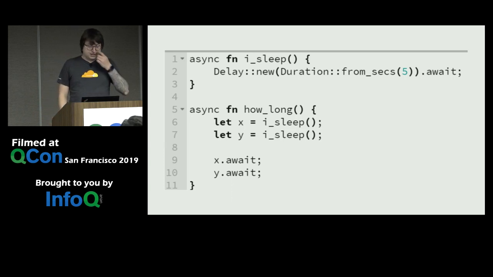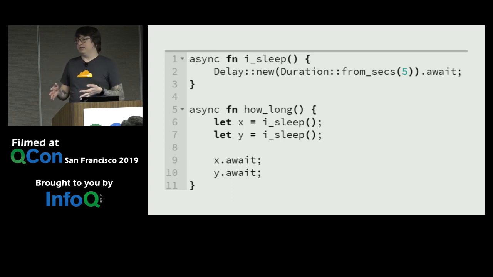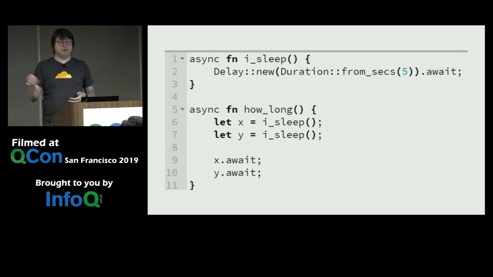And so if you write this code where on line 6, we call iSleep once, and then on line 7, we call iSleep again, we get 2 variables, so we have 2 futures, and we wait on them on lines 9 and 10. If you're used to coming from JavaScript, you might think that this function would take roughly 5 seconds to execute, because as soon as you would call iSleep, it would start processing those 2 futures and go around in the background.